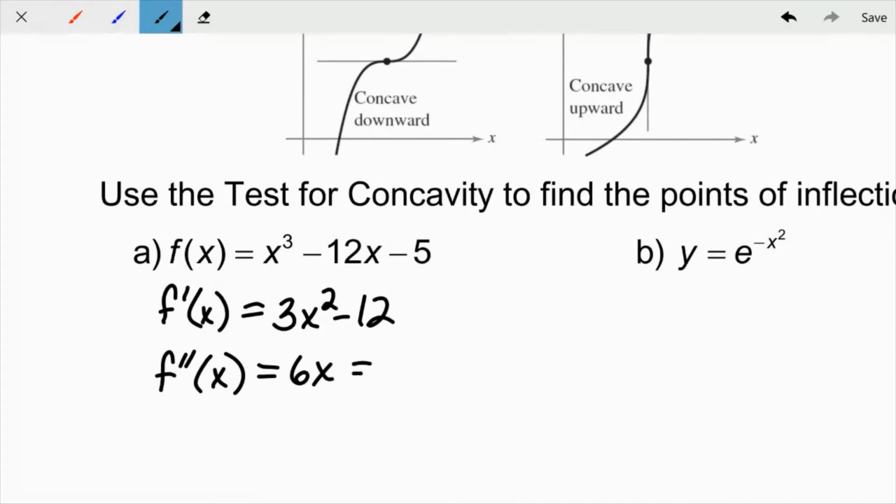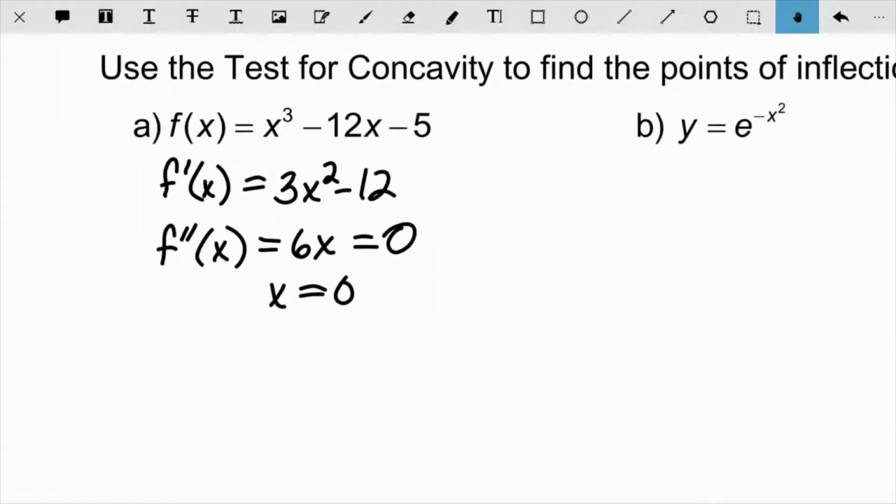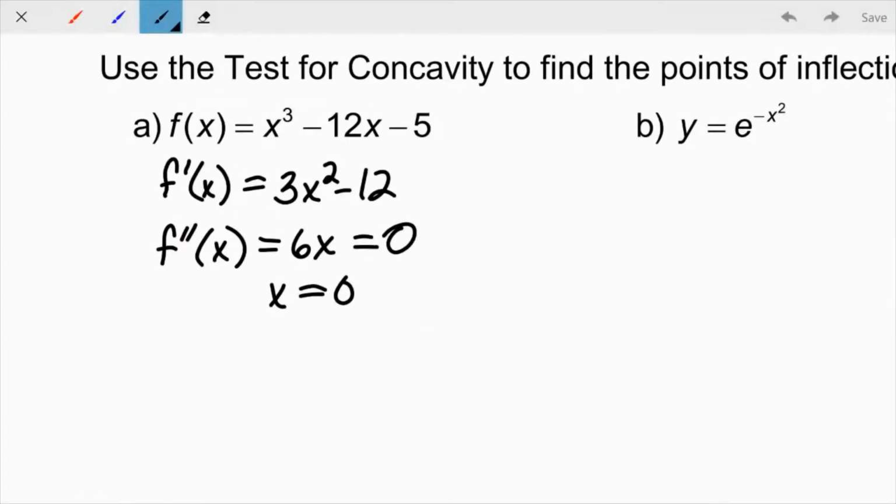Now I'm going to take my second derivative and set it equal to 0. It's sort of like critical points when I'm dealing with the second derivative, but I'm looking for possible points of inflection. So I got x is equal to 0. And I need to find out, is this actually a point of inflection? Well, if necessary, I can do a sign chart. In this case, I'll explain in a second, I don't really need the sign chart, but I'll show you how I can use it.